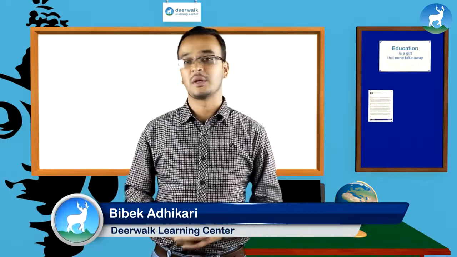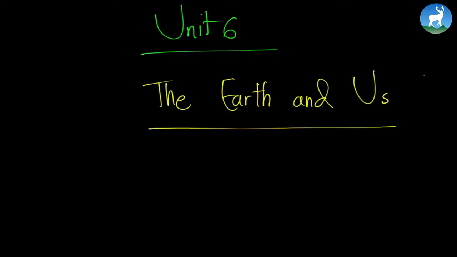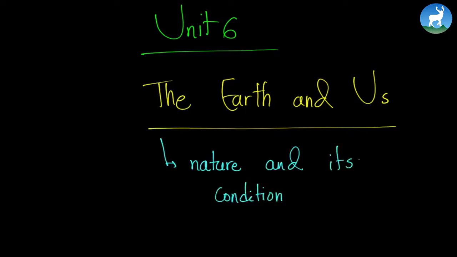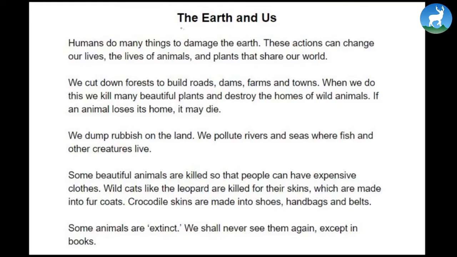In today's class, we are going to solve the reading portion of Unit 6, that is, The Earth and Us. So, let's begin. We are now going to start the reading portion of Unit 6, in which we shall be reading about the Earth and us. We will read about nature, its condition, and afterwards we'll also solve some comprehension questions. So, let's start. The Earth and us.